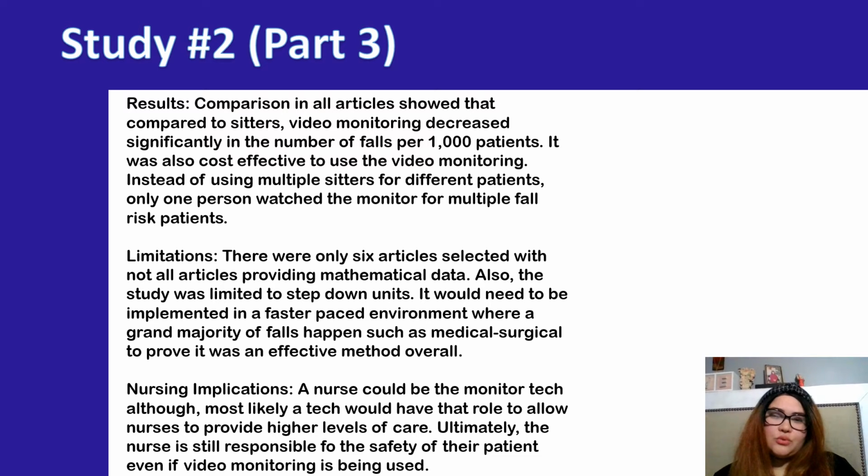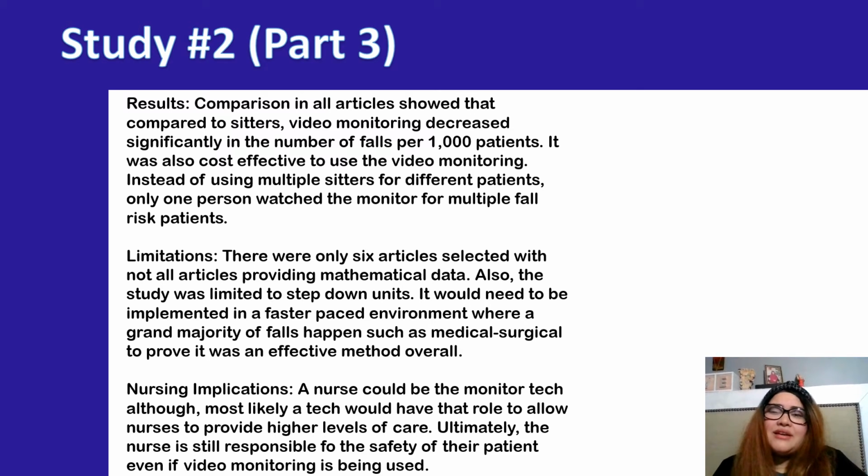Also, the administration was happy due to it cutting their costs, not having to pay a sitter for each different patient, and instead only having to pay one person to monitor the cameras, and that costs way less than different people having to be paid hourly. The limitations of this article were that only 6 articles were used, and not all of them provided mathematical data or any type of statistics.